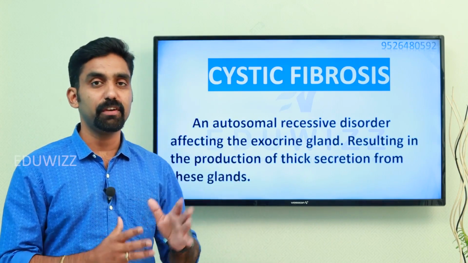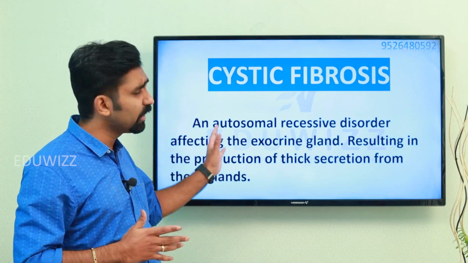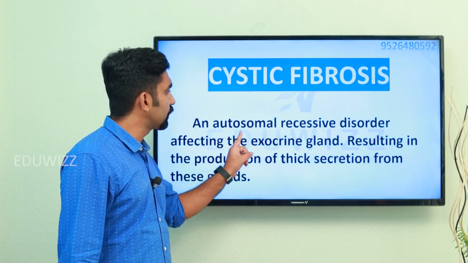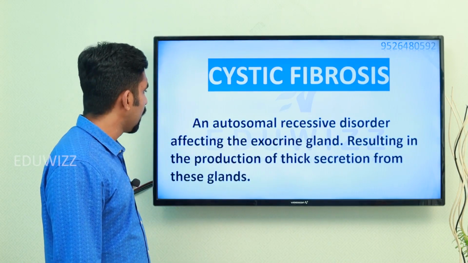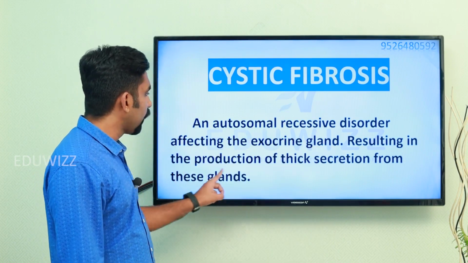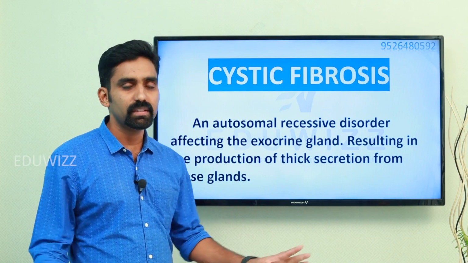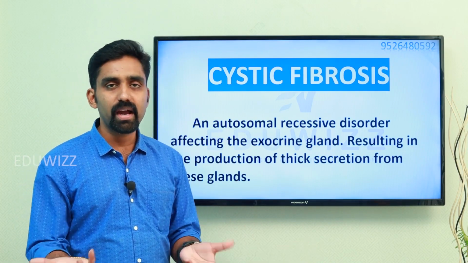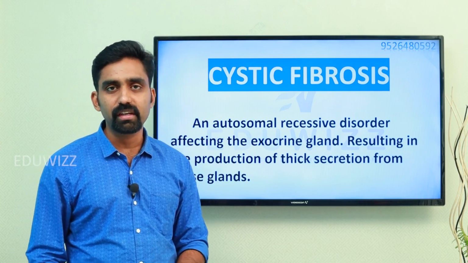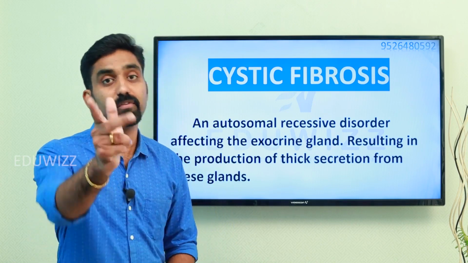First, we will start with the definition. You need basic knowledge first, and for that I have included the definition here. Cystic fibrosis is an autosomal recessive disorder affecting the exocrine glands, resulting in the production of thick secretions from these glands. You can memorize this definition by heart, or you can understand it and study it. Let us understand the definition and study it.